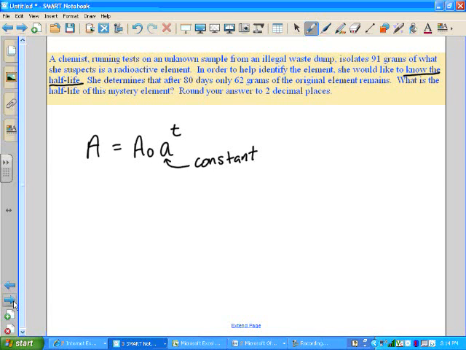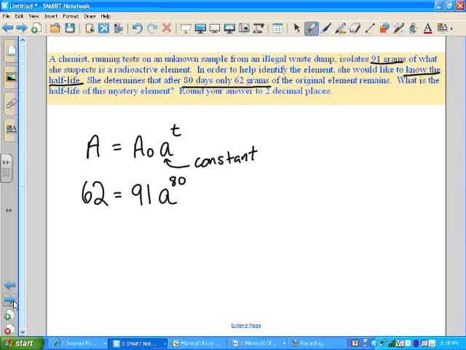Now, so she started off with 91 grams, and then 80 days later, she had only 62. So 91 is the initial amount, and then 62 is what she had 80 days later. Now there again, we don't know what the constant A is. All right, and the amount of time here was 80 days. Okay, now let's solve this equation here. And notice this is not an exponential equation. I'm not going to need to have any logarithms because the exponent is known.